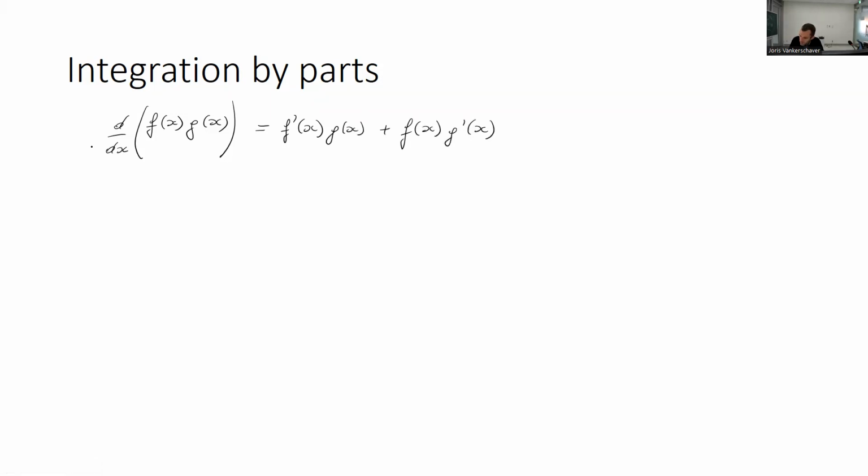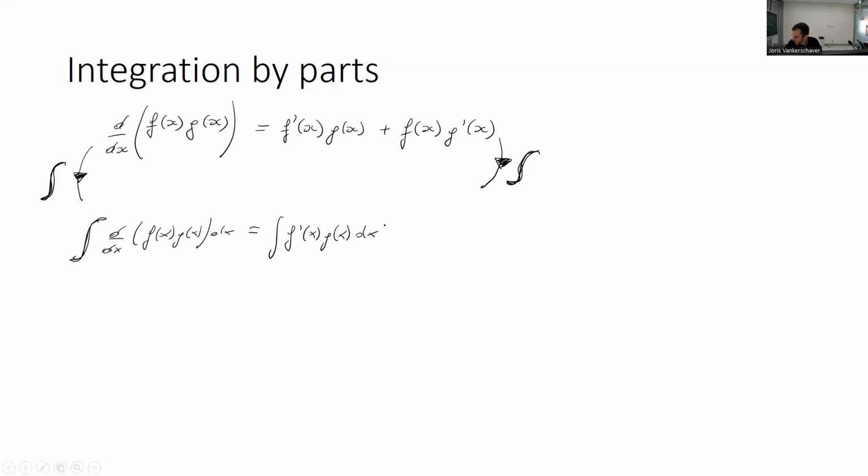And now let's take the integral of both sides. I'm going to take the integral of the left-hand side and the integral of the right-hand side. And so what I end up with is the integral of d/dx of f g dx, and that is equal to the integral of f prime g dx plus the integral of f g prime dx.